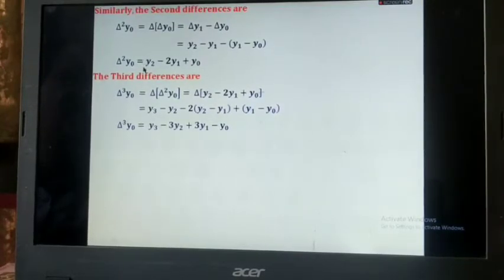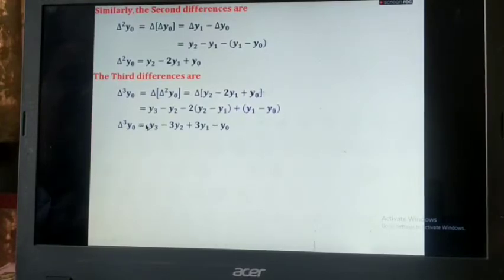Because 2c0 is 1, 2c2 is 1, 2c1 is 2. Alternatingly plus and minus can be taken. Therefore, in terms of combinations, delta square y0 can be written. In terms of combinations, for delta cube y0, 3 combinations can be taken like that: 3c0, 3c1, 3c2 and 3c3. Because 3c0 is 1, 3c1 is 3, 3c2 is also 3.